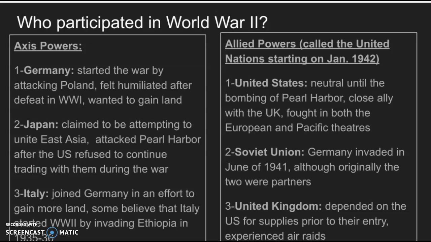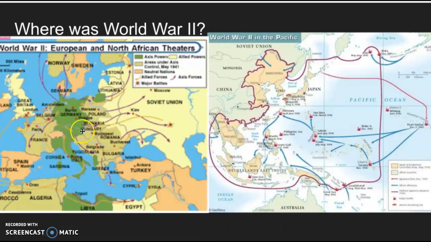The Soviet Union was actually originally a partner with Germany, and then Germany invaded them in 1941. So that is a great way to make somebody not happy with you. And the United Kingdom depended on the U.S. for supplies prior to the U.S. entry, and experienced lots of air raids. If you go back to our map, remember, this is the UK right here. They're also an island, just similar to how Japan is an island nation.